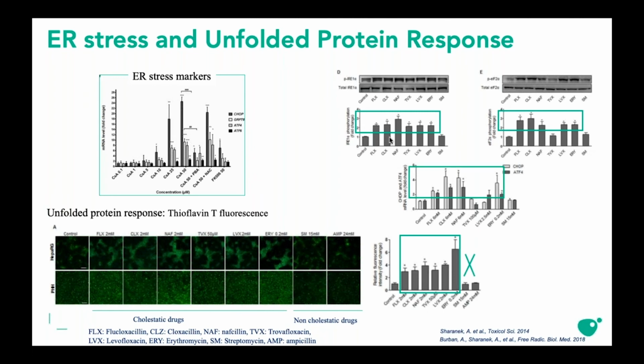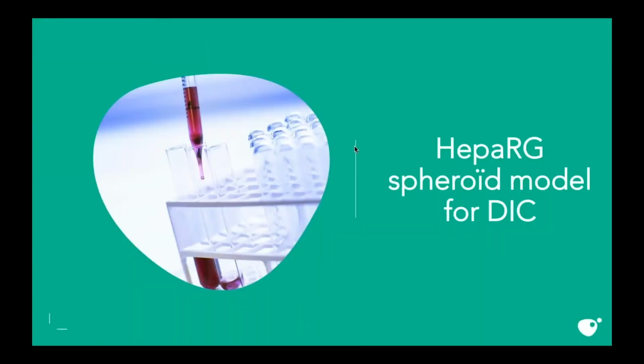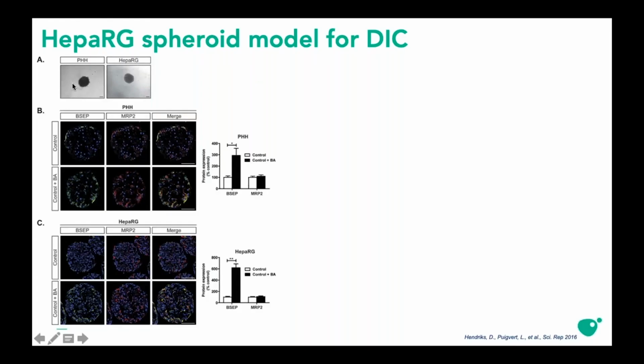So far, all the results shown were obtained using 2D monolayer HepaRG cells, but HepaRG cells can also be used to form spheroids. Cultivation in 3D configuration offers many advantages, such as long-term maintenance, extensive formation of cell-cell contacts, and also production of extracellular matrices. Similar to primary human hepatocytes, HepaRG cells can aggregate into compact spheroids that express BSEP and MRP2.